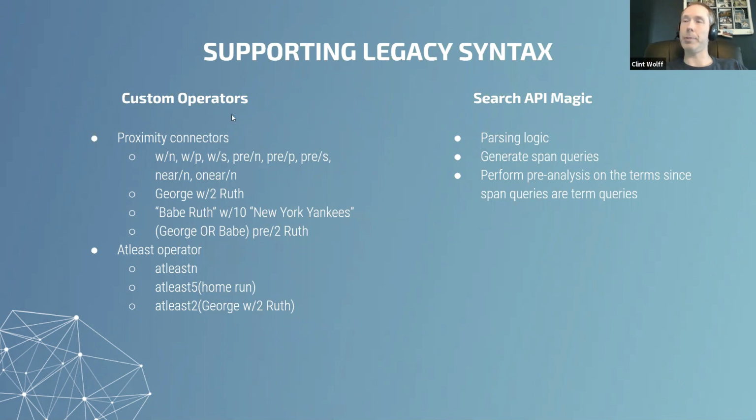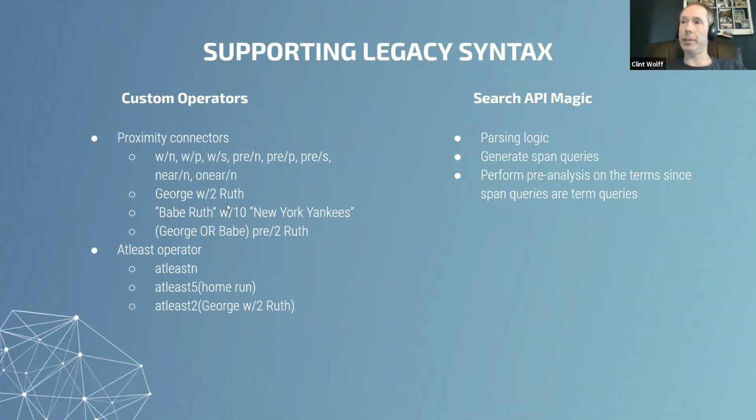But what this is talking about specifically is custom proximity connectors and the at least operator. So proximity connectors, these are within and preceding connectors. So you can read this as within n, within paragraph, within sentence, preceding n, where n is any number. So for example, George within 2 of Ruth. If I'm looking for perhaps George Herman Babe Ruth or Ruth comma George, I could do George within 2 of Ruth and it would match both of those, right? It would look for any occurrences of the term George within 2 terms of the term Ruth.